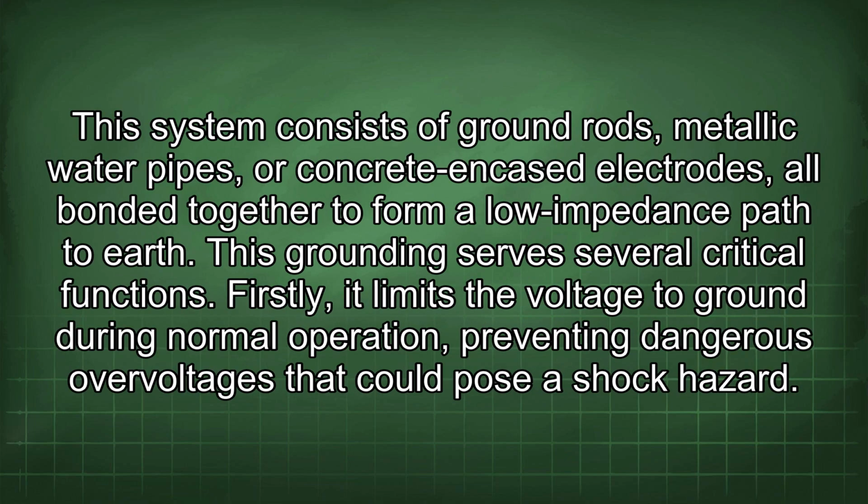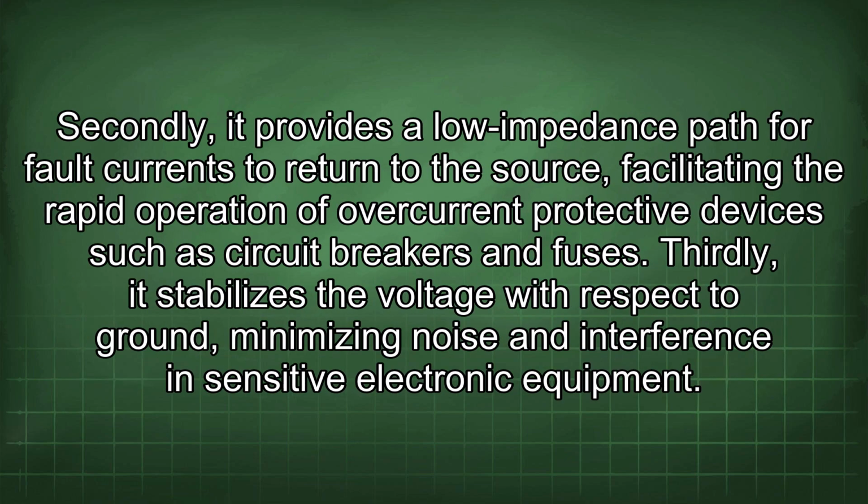This system consists of ground rods, metallic water pipes, or concrete encased electrodes, all bonded together to form a low impedance path to earth. This grounding serves several critical functions. Firstly, it limits the voltage to ground during normal operation, preventing dangerous overvoltages that could pose a shock hazard. Secondly, it provides a low impedance path for fault currents to return to the source, facilitating the rapid operation of overcurrent protective devices such as circuit breakers and fuses. Thirdly, it stabilizes the voltage with respect to ground, minimizing noise and interference in sensitive electronic equipment.